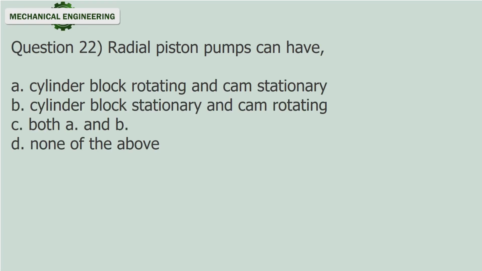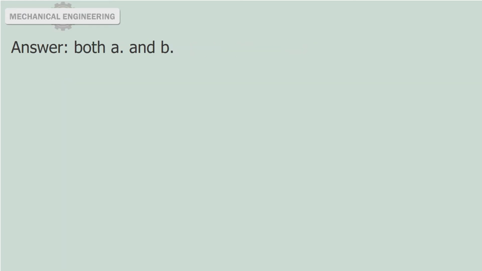Question 22. Radial piston pumps can have A. Cylinder block rotating and cam stationary. B. Cylinder block stationary and cam rotating. C. Both A and B. D. None of the above. Answer: both A and B.